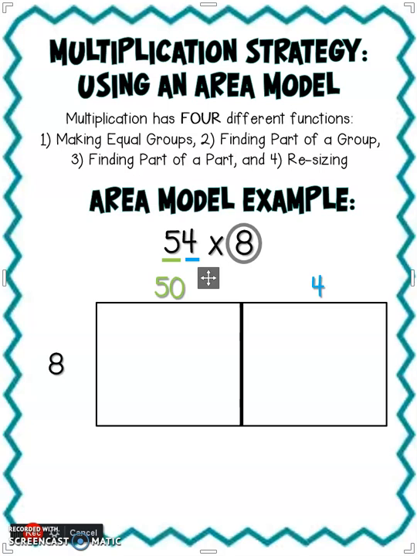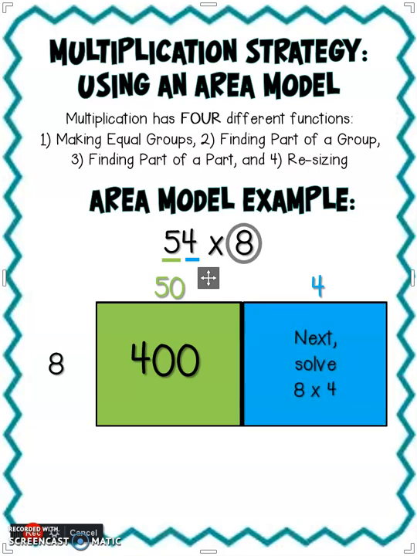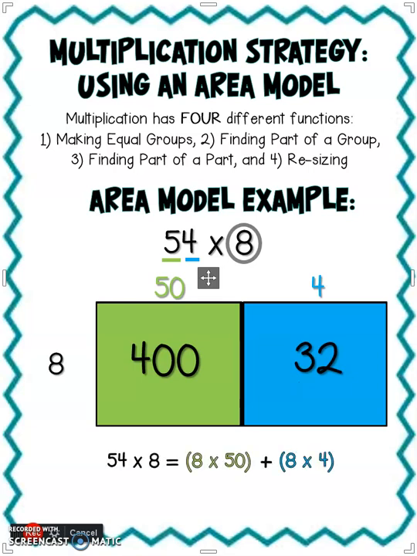Now, to solve this problem, I can solve each small section on its own. This allows me to use mental math. So first, I'm going to solve 8 times 50. 8 times 50 is 400. So that first section represents 400. Next, I'm going to solve 8 times 4. 8 times 4 is 32. So now, to find my final answer, I'm going to combine those pieces, 8 times 50 and 8 times 4. In other words, I would add together 400 and 32 to get a final answer of 432.